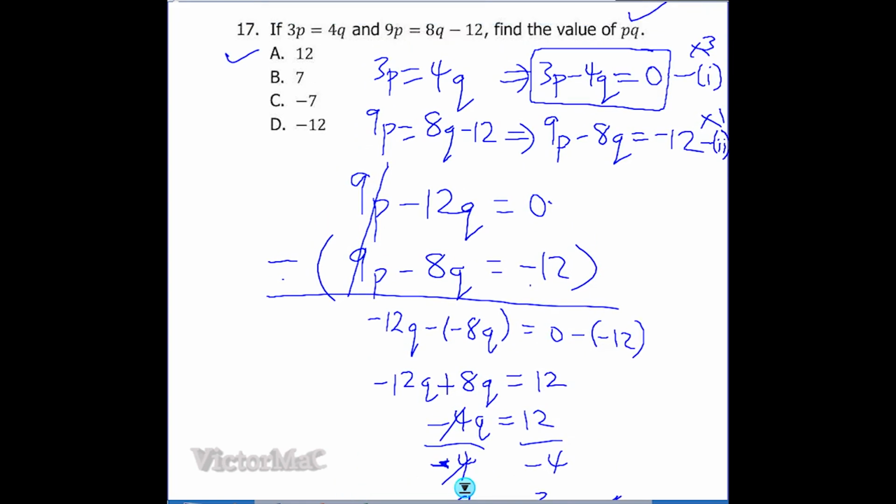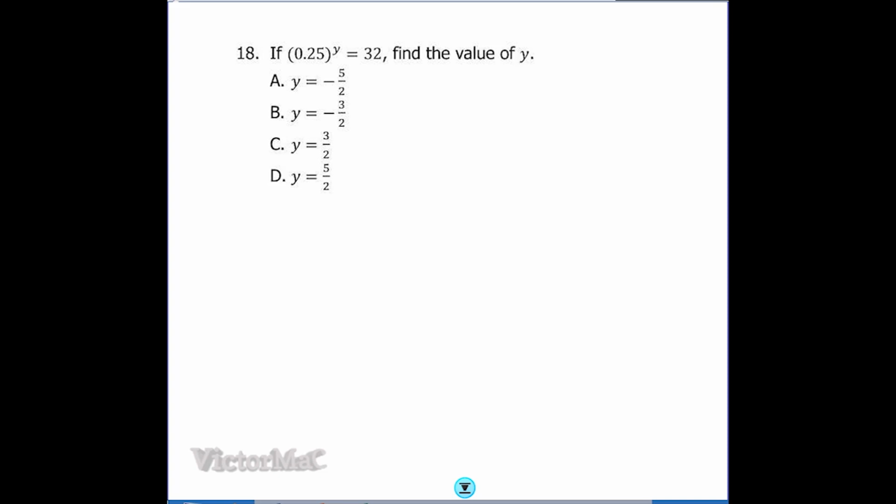Okay, the next question, number 18, WAEC 2019. This is a question on solving indicial equations by applying laws of indices. Just like we solved number 2 earlier, we convert this decimal to a fraction. So we have 25 over 100 all raised to power y equals 32.